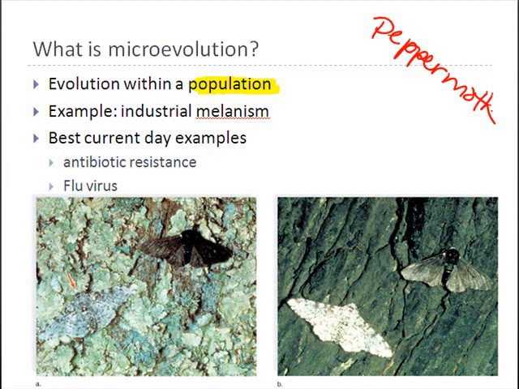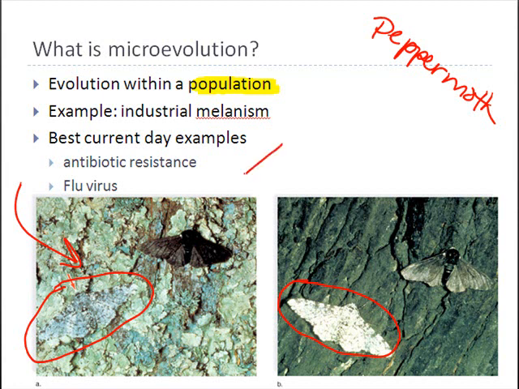Now, before the Industrial Revolution, the majority of individuals in the populations of pepper moths in England had this very black and white peppery appearance to them. And you can see that on most trees, the black and white or salt and pepper version of the pepper moth blended in very nicely on the trunks of trees.